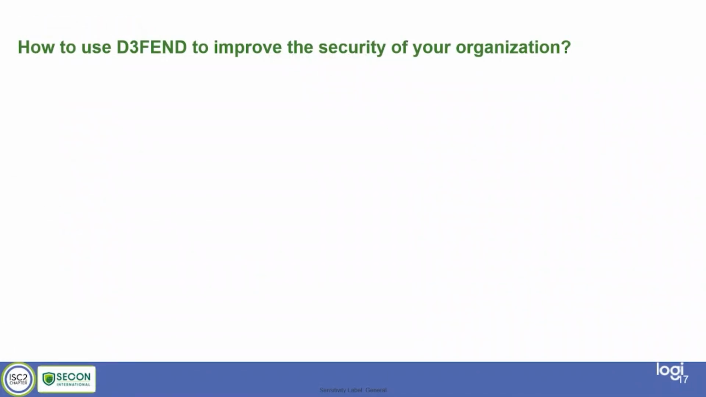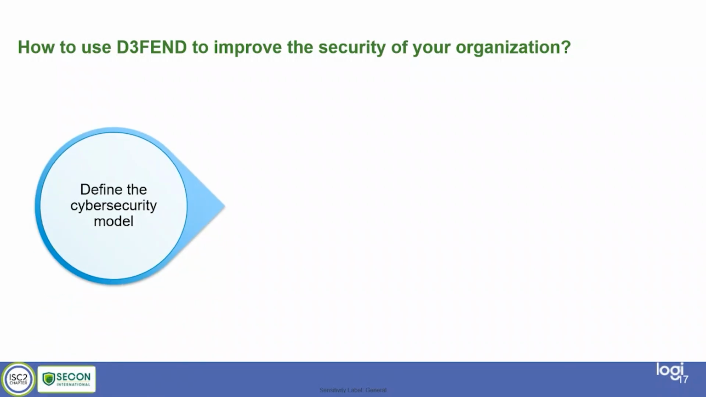How to use D3FEND to improve the security in our organization? We should define the cybersecurity model. So we need to understand the tactics, techniques, and procedures of actors who may threaten the organization we protect. We can narrow down this risk to the organizational sector or geographical areas. We need to understand the motivation of attackers. For example, corporate espionage, financial gain, data theft, physical damage.